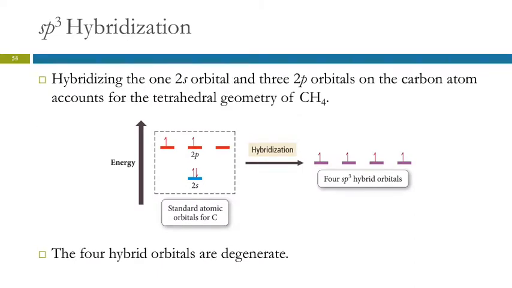Okay, so here is an orbital diagram for the valence electrons in a carbon atom. And this isn't the little boxes in a row. We're showing energy increasing here. So carbon has a 2s orbital and 3 2p orbitals, and there are 4 valence electrons.